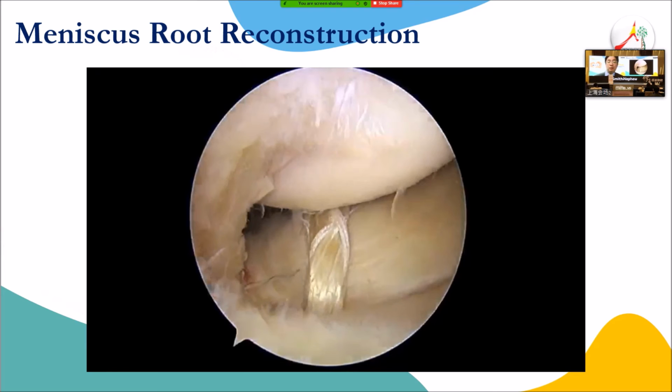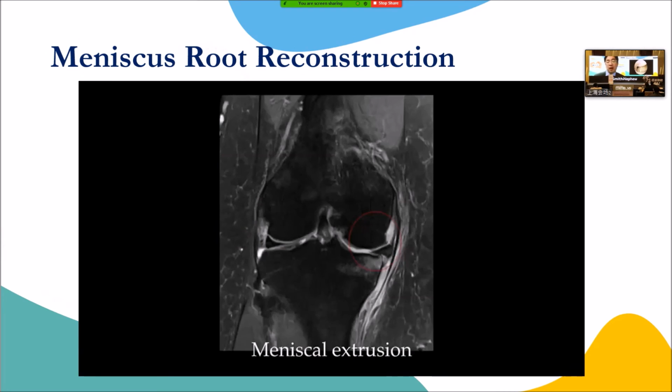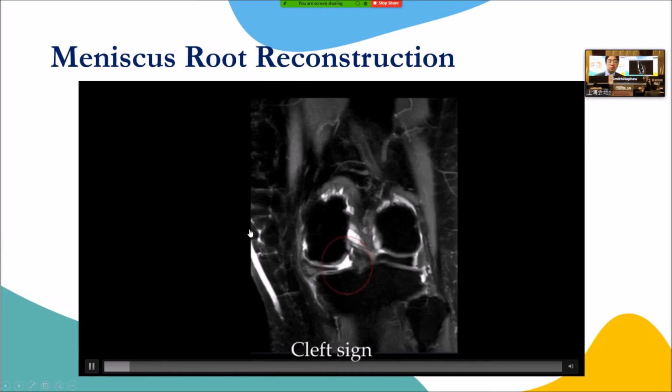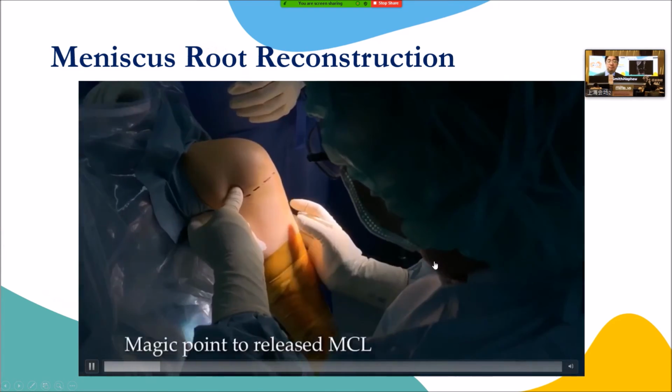That way. So this is a meniscus root reconstruction. It's like the soft tissue link. It's good for the patient that has a big gap or chronic tear. Okay. So this is another meniscus root reconstruction. You see the big gap.